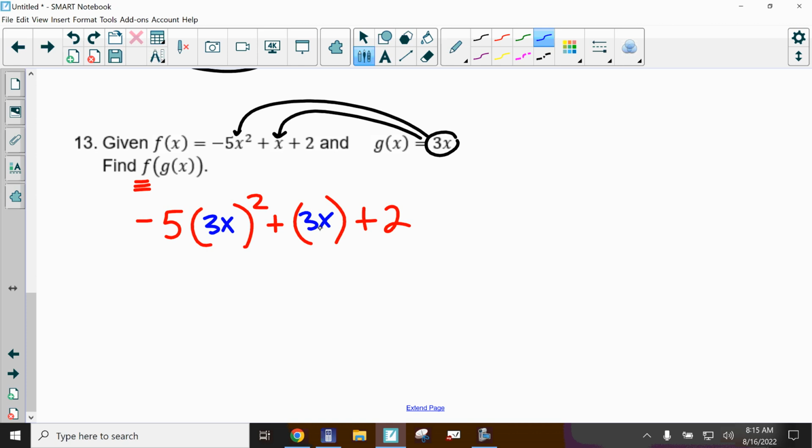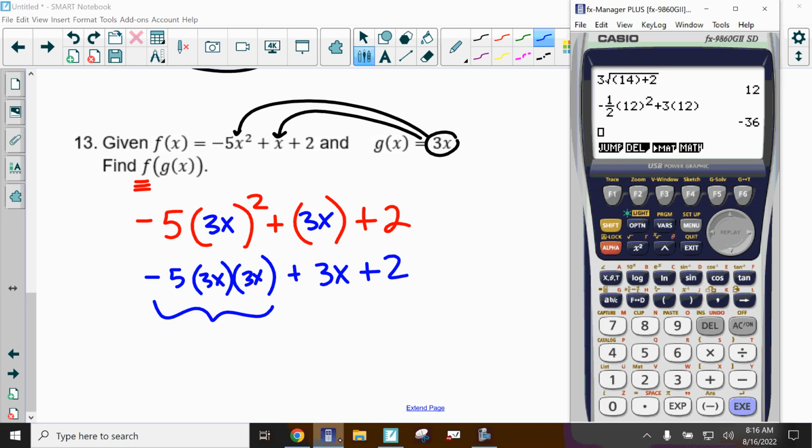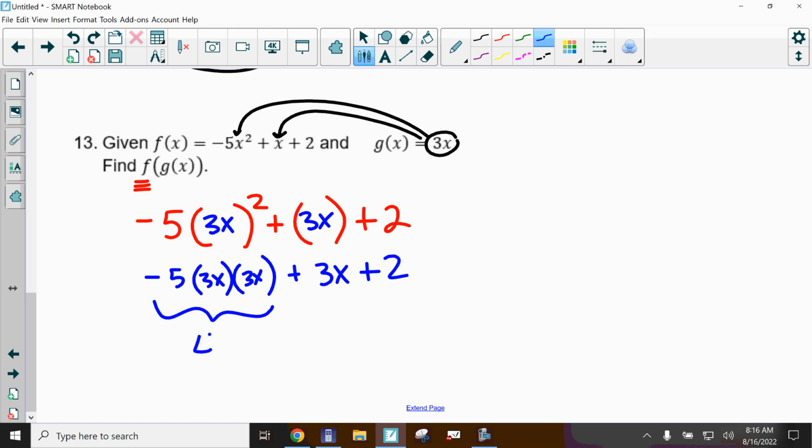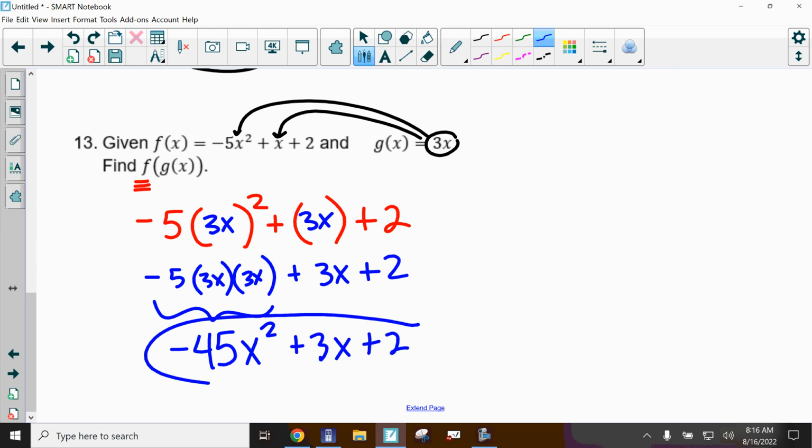Remember that when you have an exponent of 2, that means that there's 2 of them, so this is 3x and 3x. And then you've got your minus 5. And then you have plus 3x, we don't need those parentheses anymore, plus 2. So this last part that we have to do is we just have to multiply this all together. Now in the calculator, we can't type letters, so we're just going to type the numbers. So we'll put negative 5 times 3 times 3. So this is going to give us negative 45. x times x is x squared, and then you bring down the plus 3x, and you bring down the plus 2. So that would be our final answer.